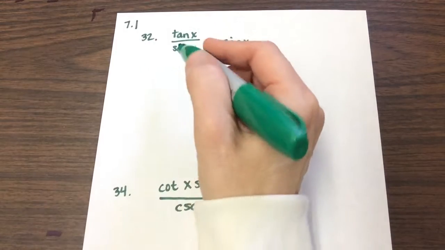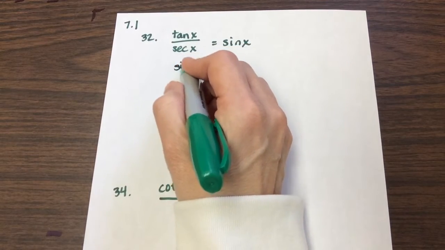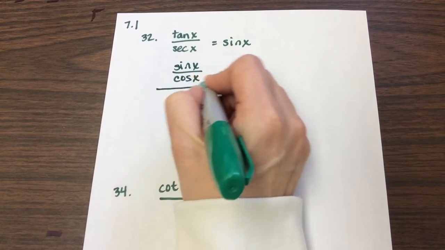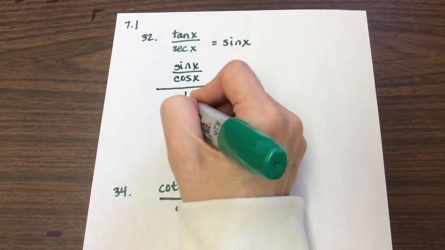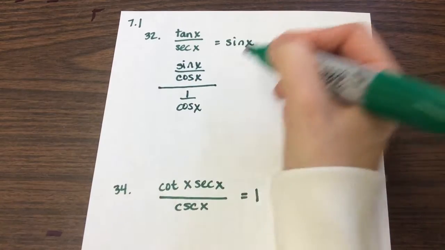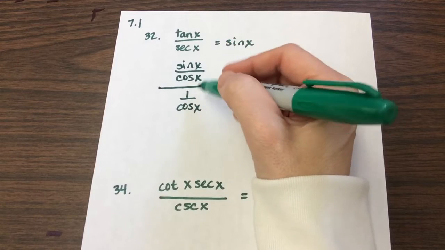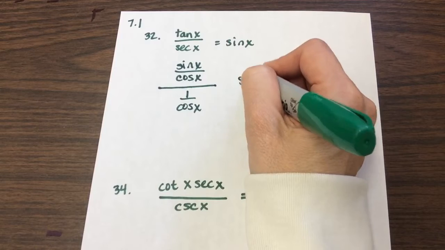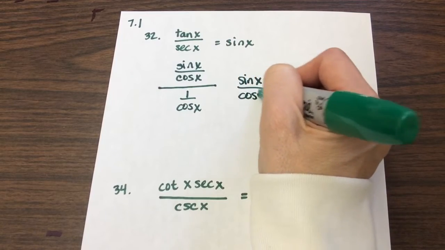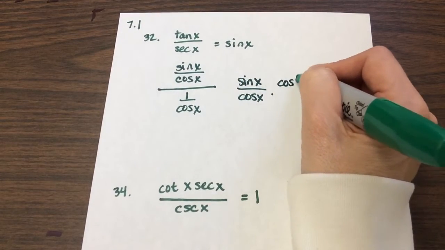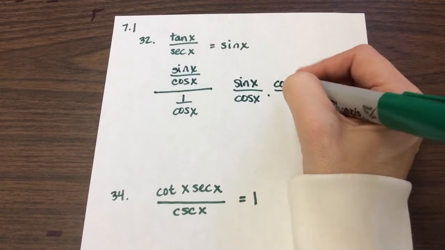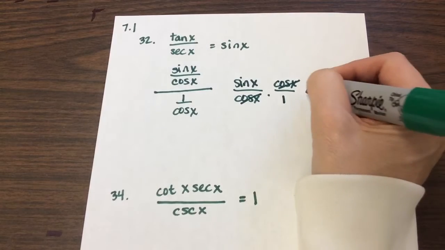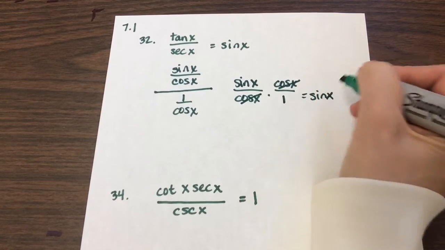So tangent of x, we rewrite that in terms of sine and cosine as sine of x over cosine of x, and then secant of x is the reciprocal of cosine of x. And so this is just like when we've done before when we have a complex fraction, so I'm going to multiply by the reciprocal. When I multiply that by the reciprocal of that denominator, then my cosines are going to factor out, and I'm going to be left with the sine of x. And that's what I'm trying to show.